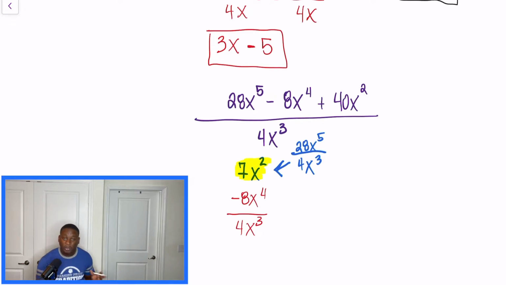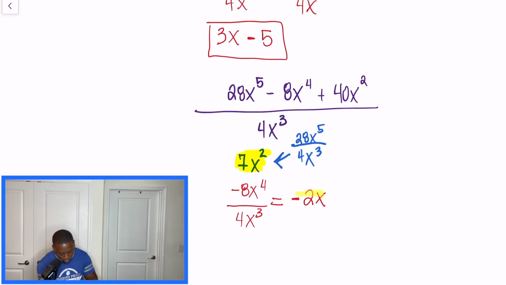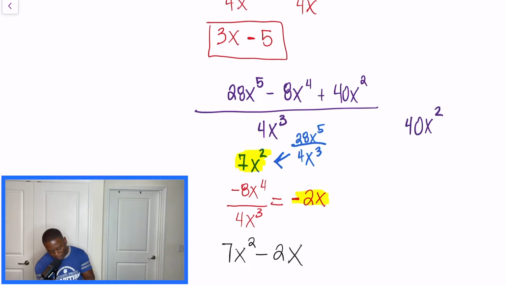All right, so once we do this now, guys, remember, we're doing each term separately, all right? So now once I'm here with our 8x to the fourth, I know my answer is going to be negative 2x, right? When we look at 8 divided by 4, that gives us 2. When we subtract our exponents, 3 from 4, we'll only have 1x left over. So here goes our second part of the problem. So far we have 7x squared minus 2x, right? And now the last thing we want to do is take care of 40x to the second power all over 4x to the third.